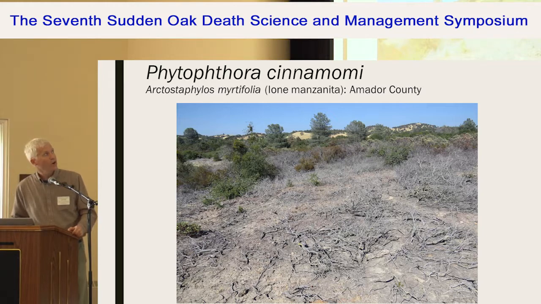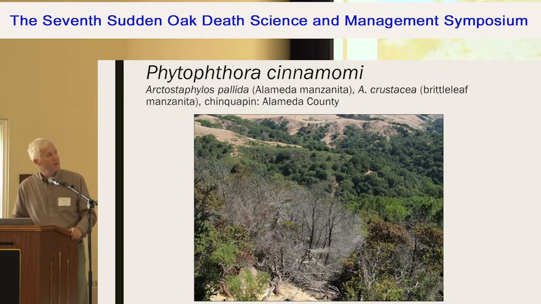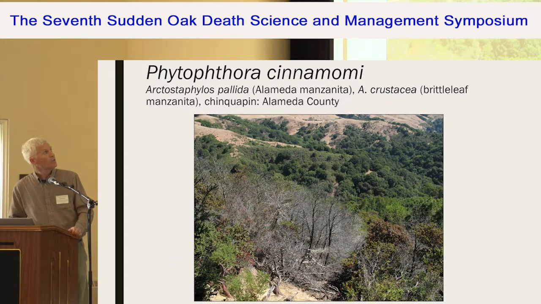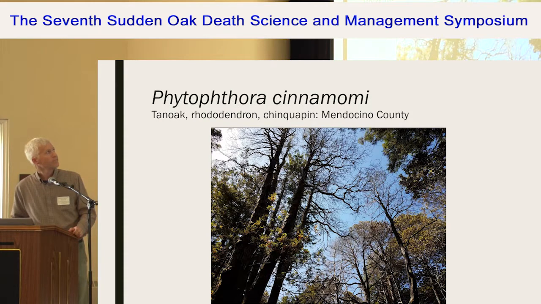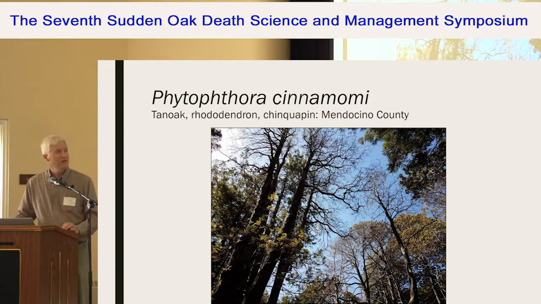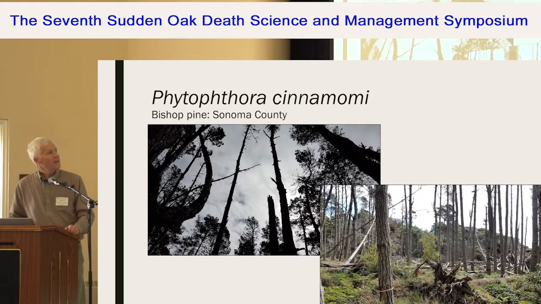I don't know which is the worst manzanita picture, the one that Ted showed, or this one. They're both his pictures. Here's one from Alameda County on a variety of Arctostaphylos species as well as chinkapin. And feel free to interrupt and shout with pertinent details if there are any, Ted or Liz. Here it is in Mendocino County on Jackson State Forest, affecting very visibly tanoaks, as well as chinkapins, rhododendrons, lots of things. I mean, here it is in Bishop Pine.